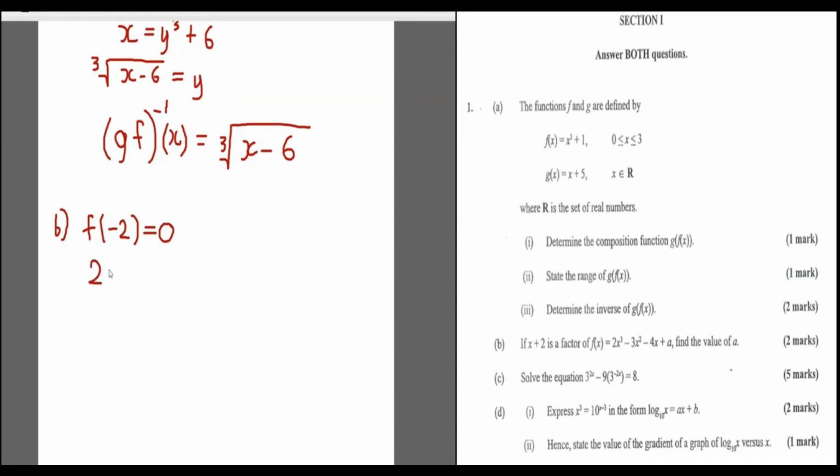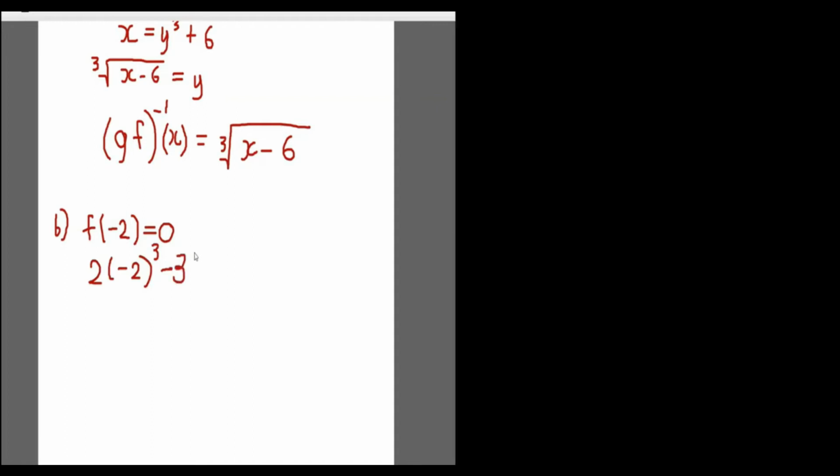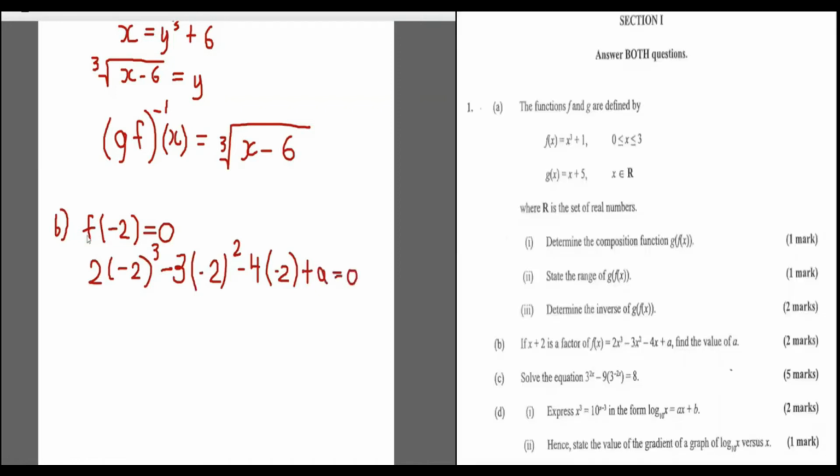We're going to write 2 times negative 2 cubed, minus 3 times negative 2 squared, minus 4 times negative 2 plus a, and of course this is equal to 0. And this is how we're going to find the value for a. So let's now continue.